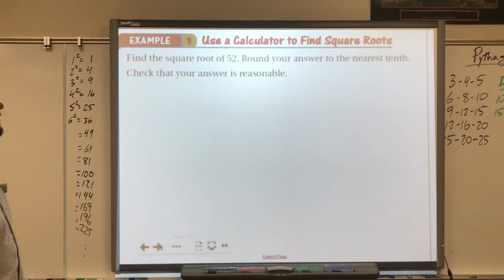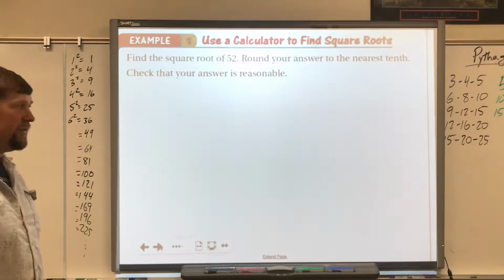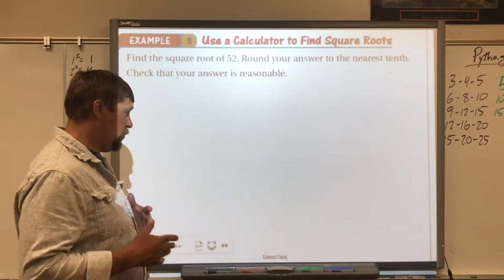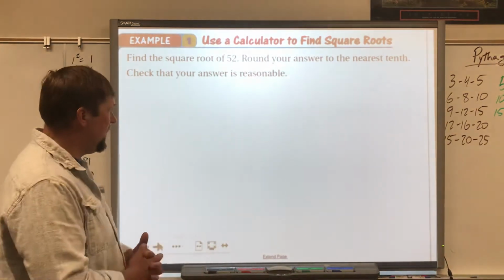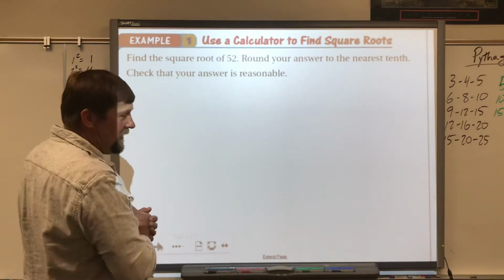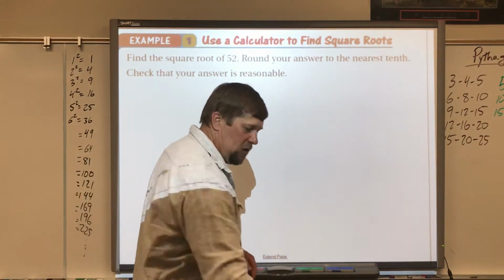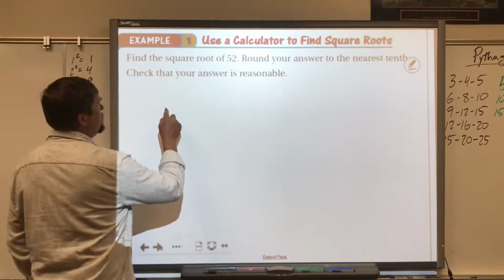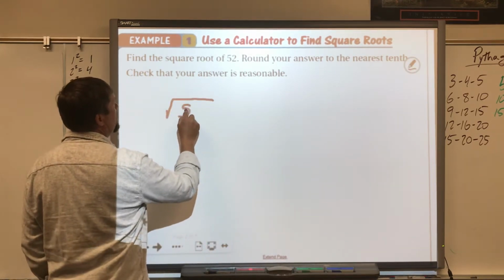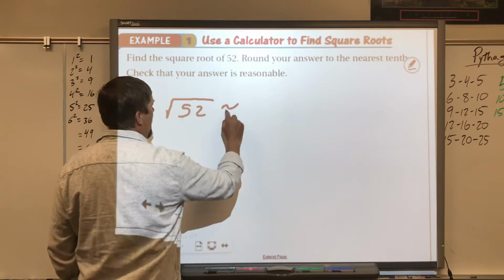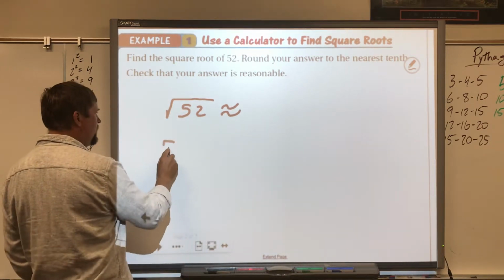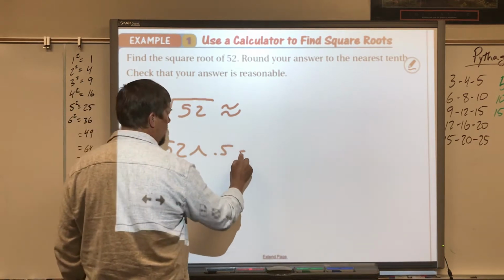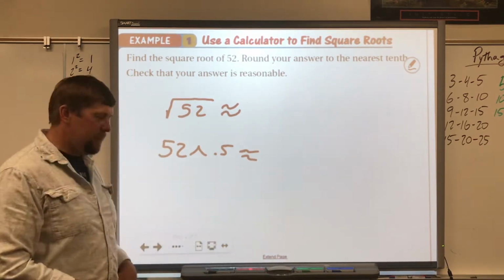Find the square root of 52. Round your answer to the nearest tenth. At this point, all we're doing is finding the decimal value, which is not an exact answer. It's not simplified, but that's what they're asking you to do on this one. We're either going to find the square root of 52 and approximate it, or we will type in 52 and raise it to the 0.5 power, which is exactly the same thing.